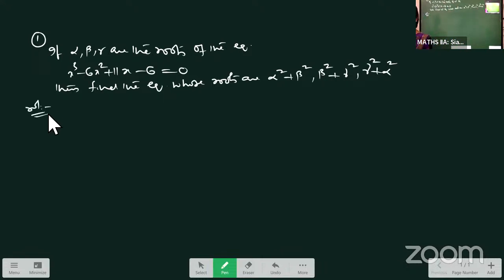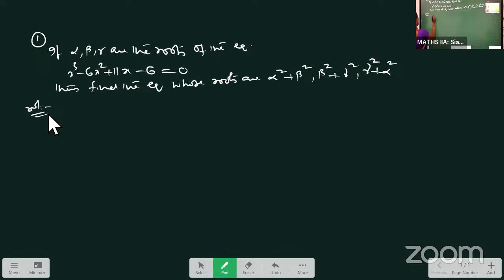If alpha, beta, gamma are the roots of the equation x cube minus 6x square plus 11x minus 6 is equal to 0, for them the roots are alpha, beta, gamma. So he is saying that basing on these alpha, beta, gamma, you find out alpha square plus beta square, beta square plus gamma square and gamma square plus alpha square, and you find out the new equation he is asking. So let us go for that.